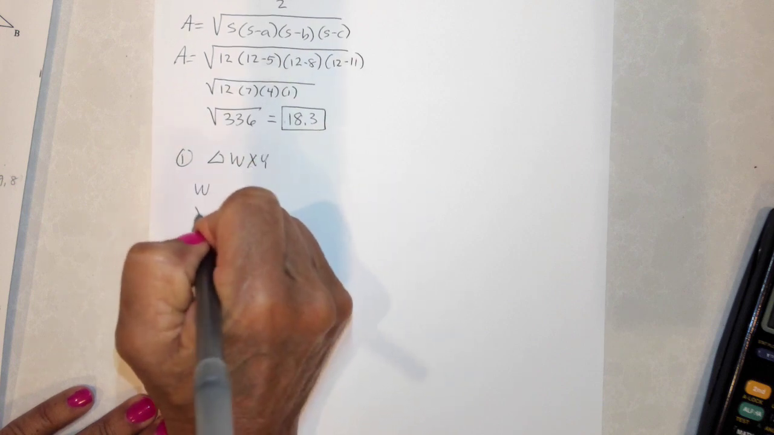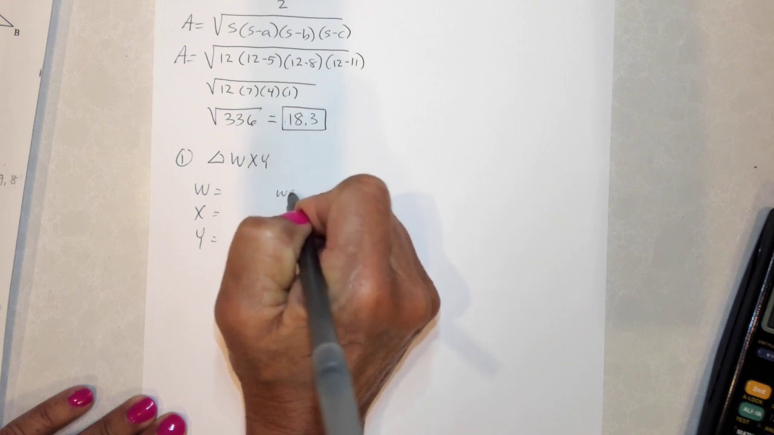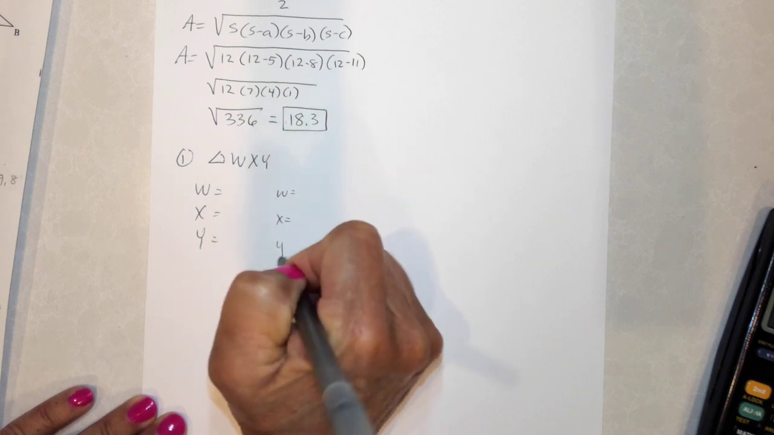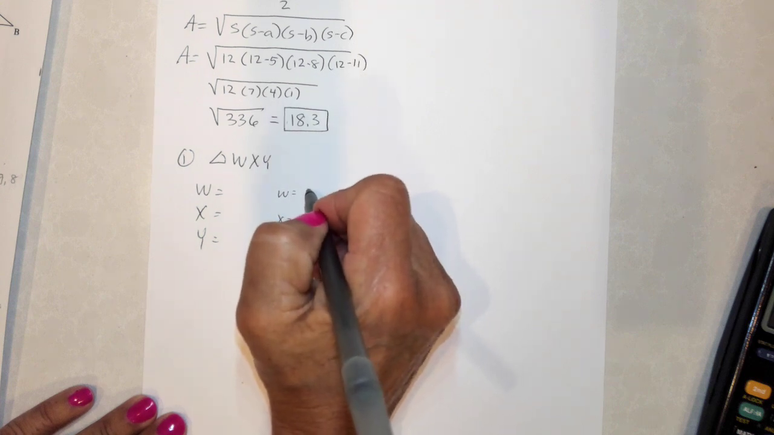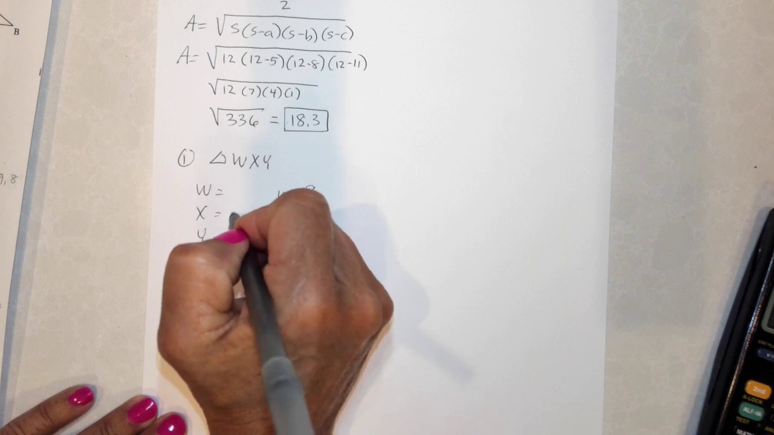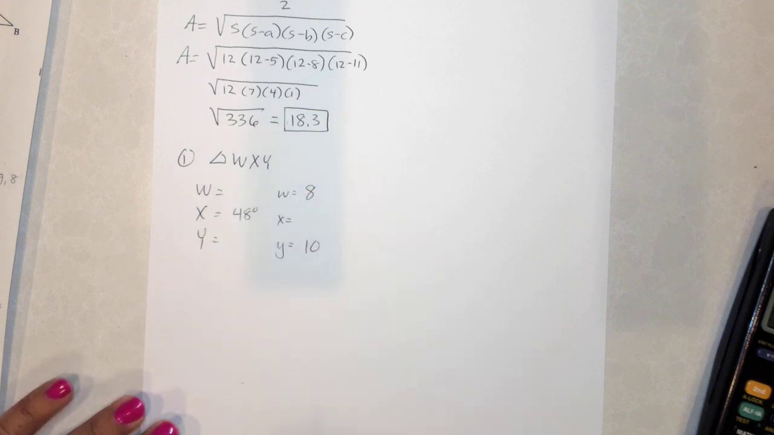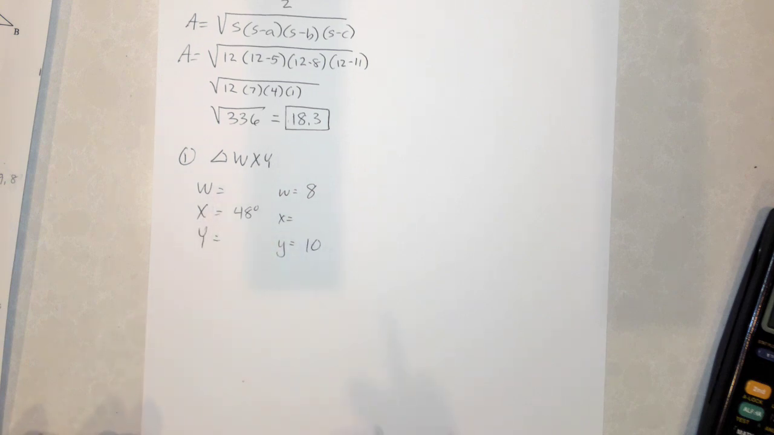So like always, I'm going to go ahead and write out my letters here for angles, and then straight across from that, write out my lowercase letters for sides. So little w is 8, little y is 10, and x is 48 degrees. Okay, so I can't use the law of sines because I don't have a pair. So without a pair, I'm going to go ahead and solve for whatever I can.